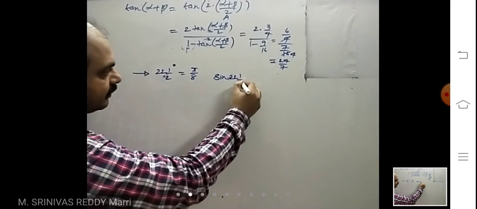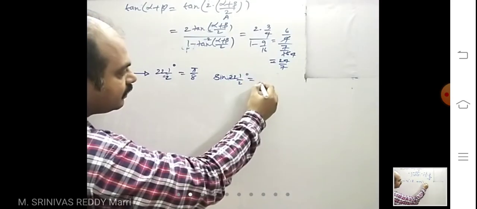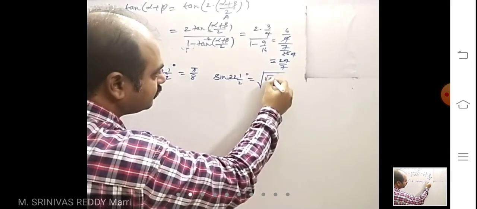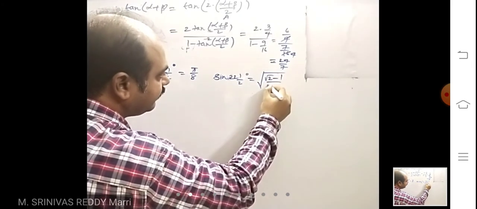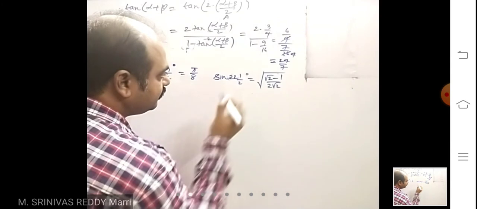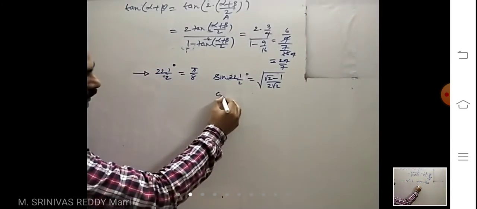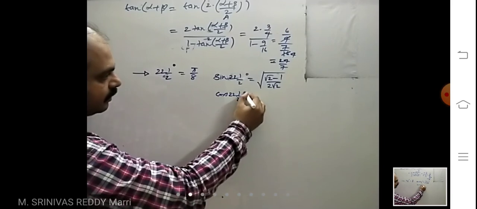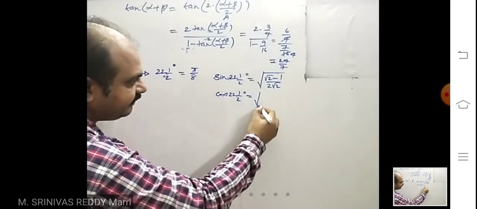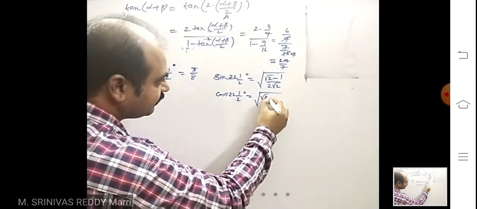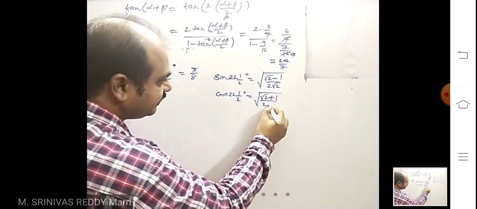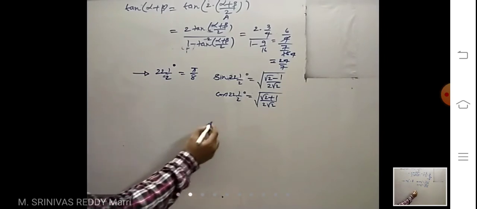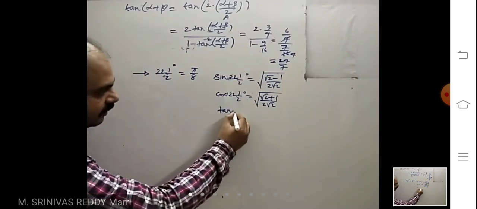Sine of 22.5 degree is the square root of 2 minus 1 divided by 2 root 2. These must be remembered. While telling those concepts, I will explain, but for the time being you remember. Cos is root 2 plus 1 divided by 2 root 2. This is the value. Now this angle will become your table angle.